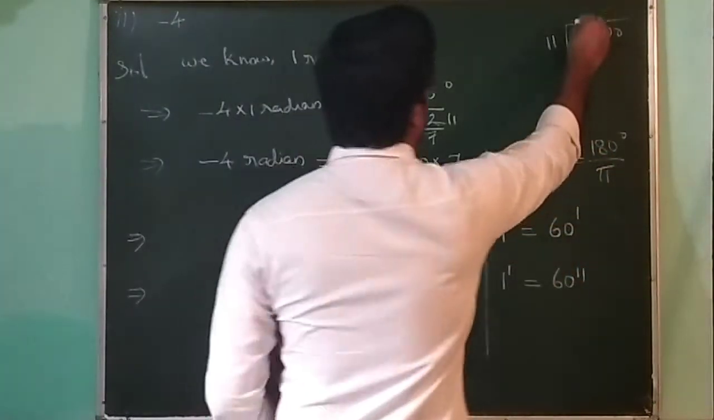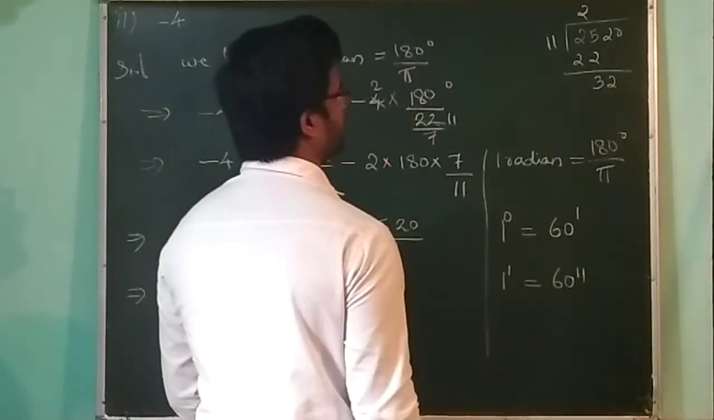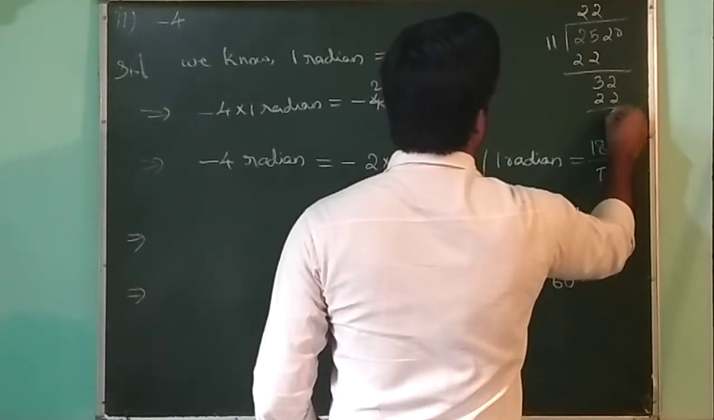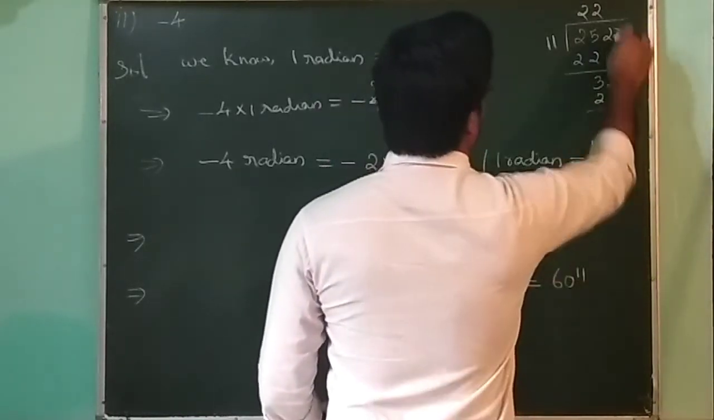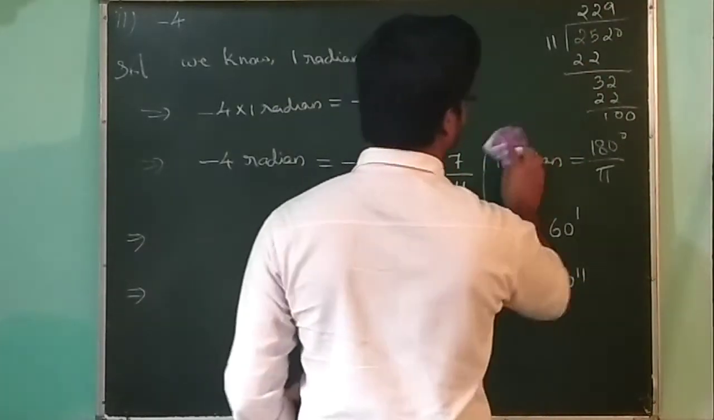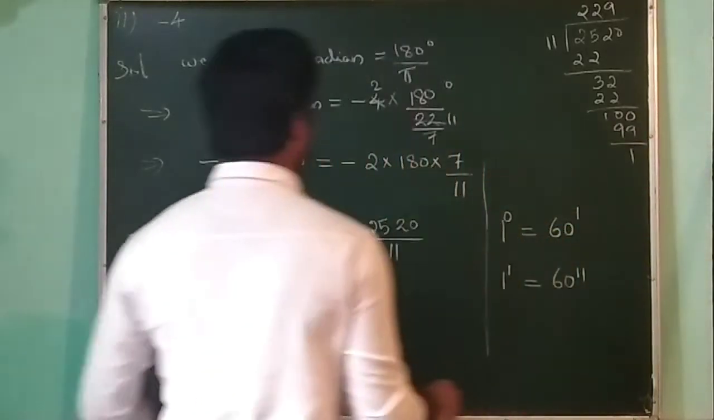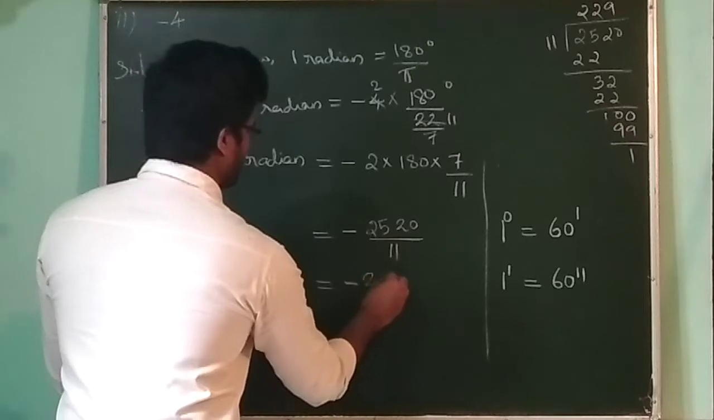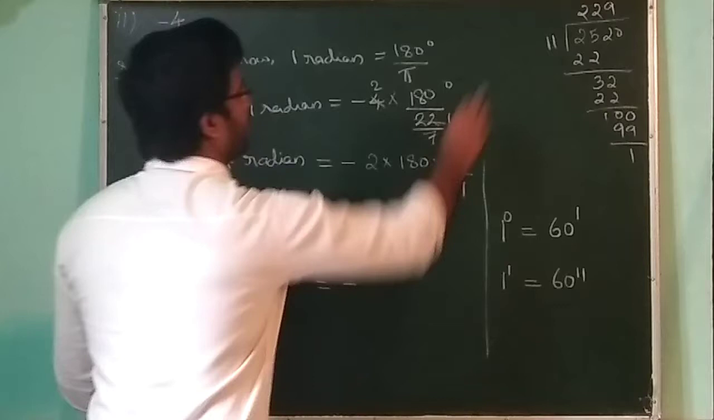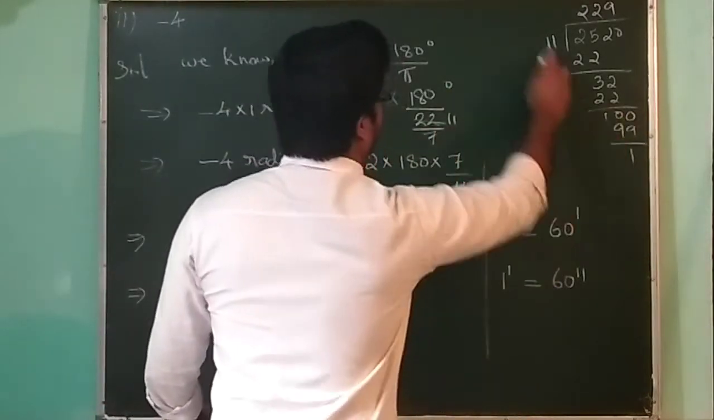How many times? 2 times 11 is 22. Then 32, also 2 times 22. Then here 0, 1, 10. Write the 0 down, 100. 9 times 11 is 99. Then remaining 1. Sorry. The answer is minus 229, then remaining 1 by 11.